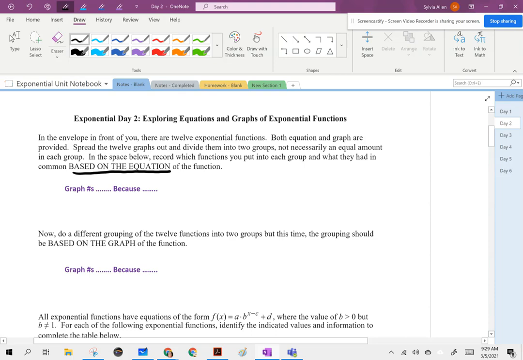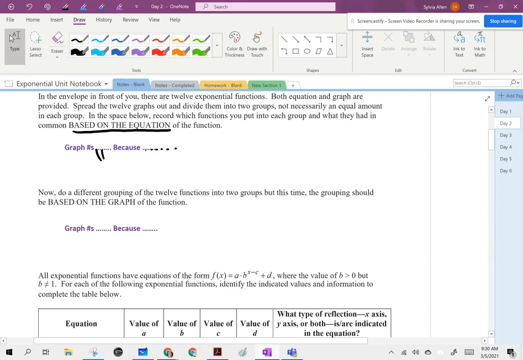And the graphs are on, I believe, page 8 of your text booklet. So go to page 8 and look at those and organize them. Tell me that it's graph number such and then because, and then tell me how you did that. And then we're going to do a different grouping, and we're going to create two groups, but this time we're going to do it based on the graph. So tell me which graphs and then the reason why you chose that.